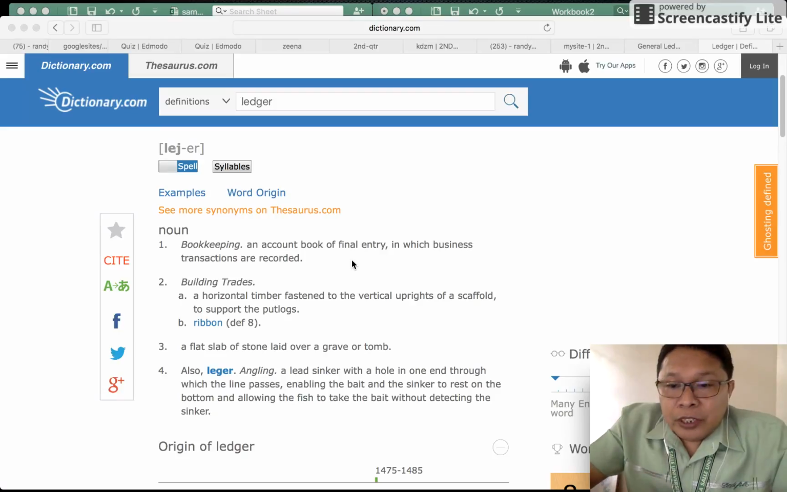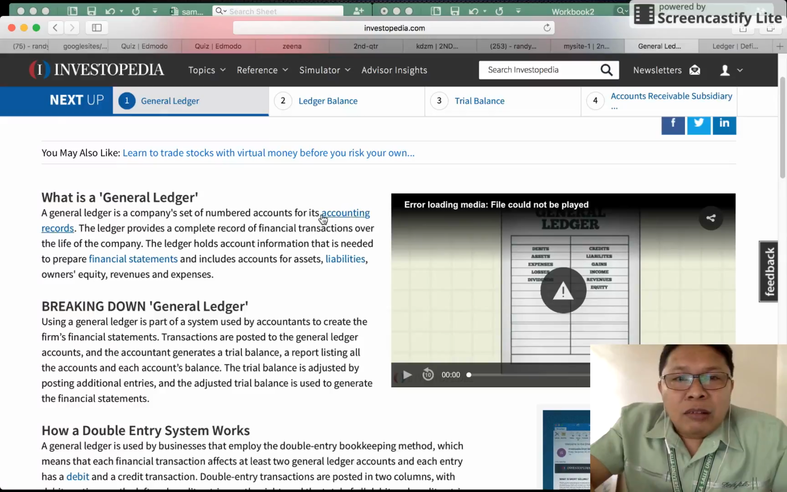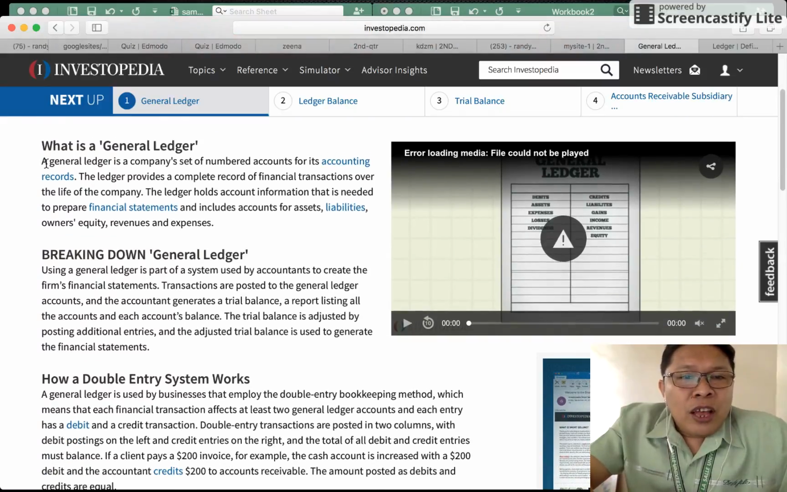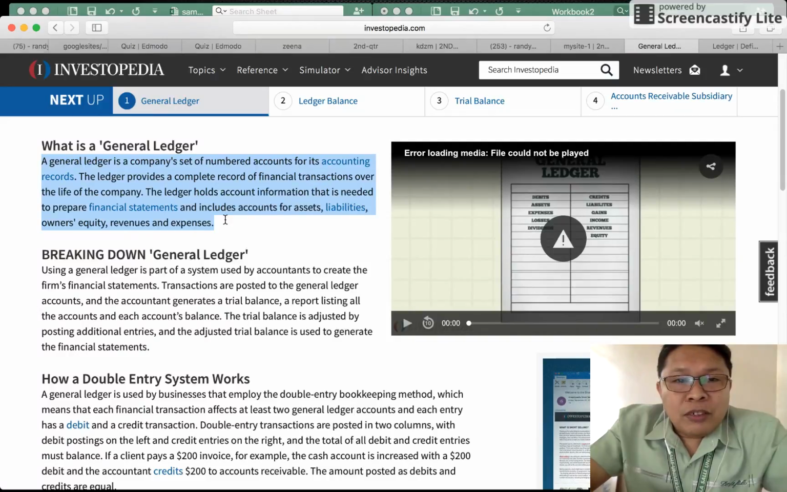Let us say, for example, if we will be looking for the total amount of cash that the business acquired and the business paid in a certain period, we need to look at it in the general ledger. Okay? So there is another definition of the general ledger. Let's look at the definition by Investopedia. Investopedia defines a general ledger as a company's set of numbered accounts for its accounting records. The ledger provides a complete record of financial transactions over the life of the company.